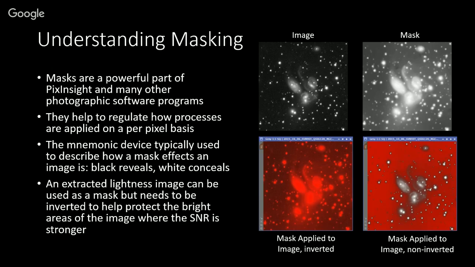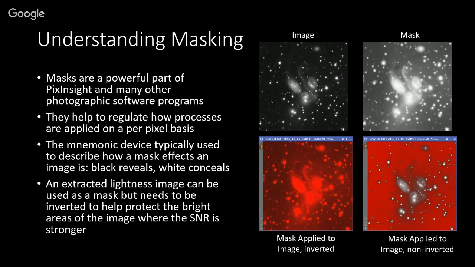So that means that the darker areas will reveal the data, meaning that whatever process you're running on your image will apply to those darker areas, and the white areas will conceal them or protect them. Right. So you can see a couple examples here.